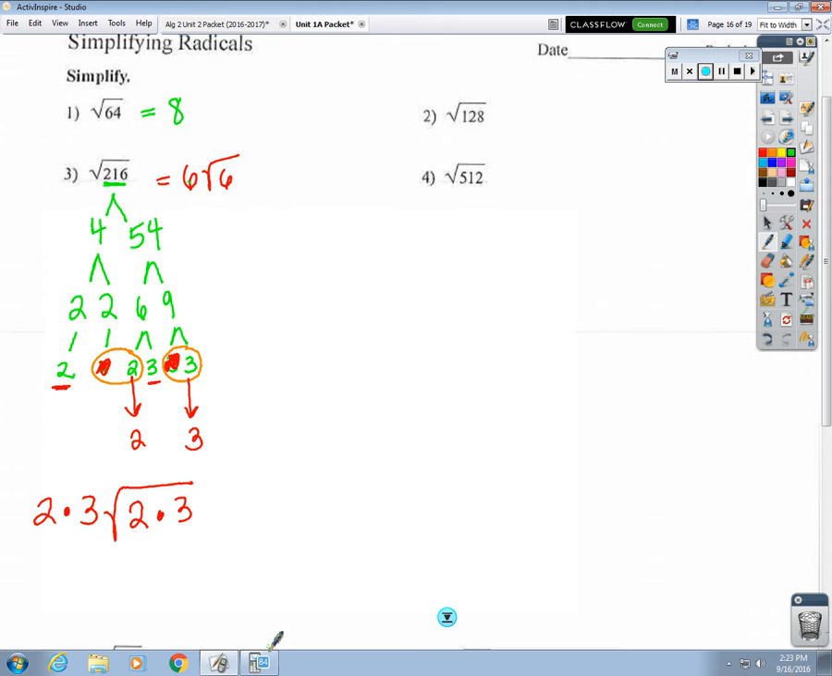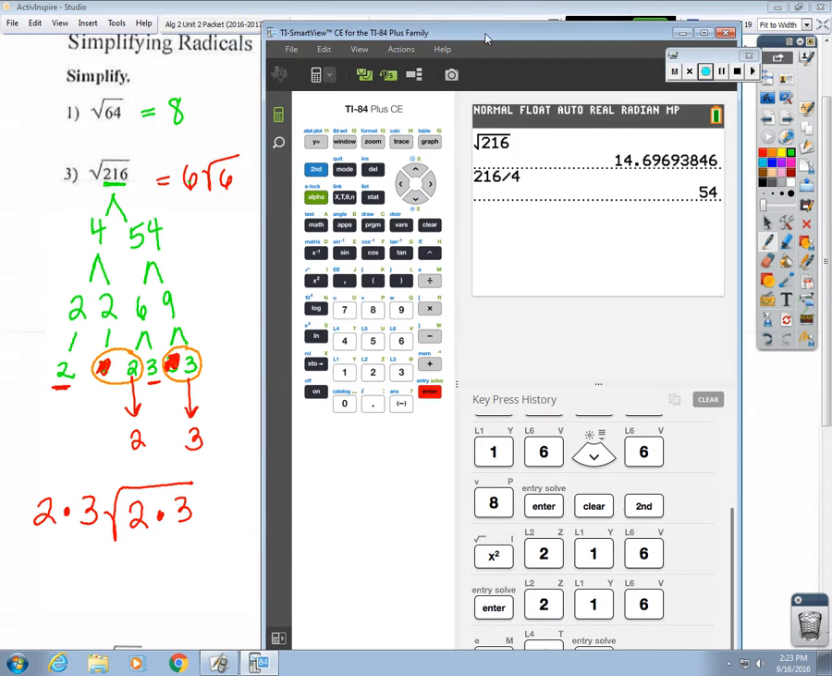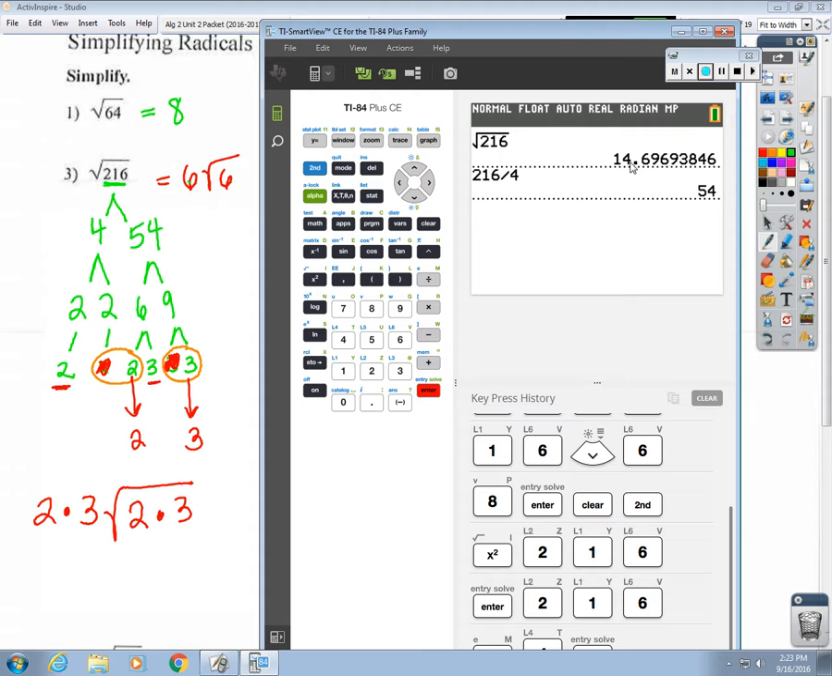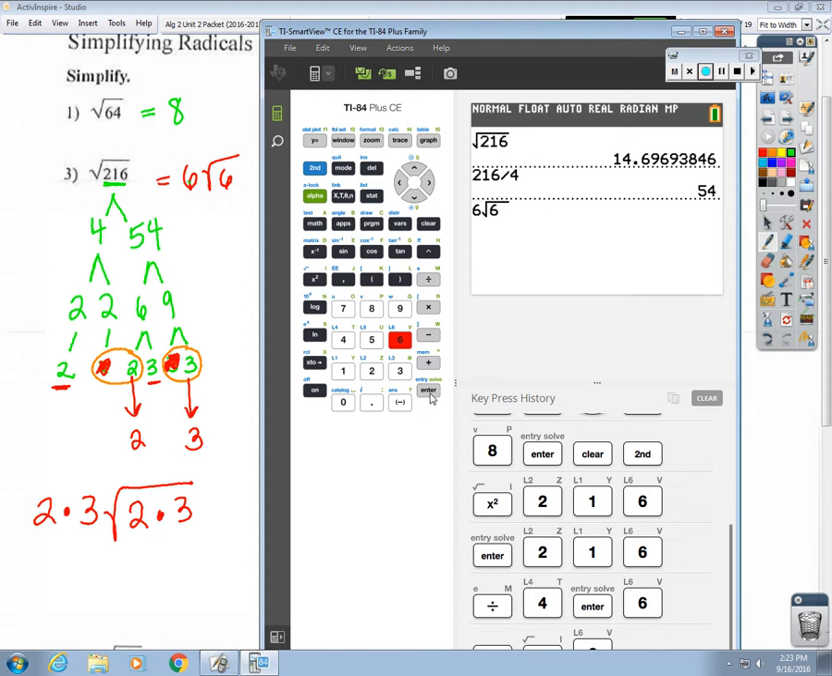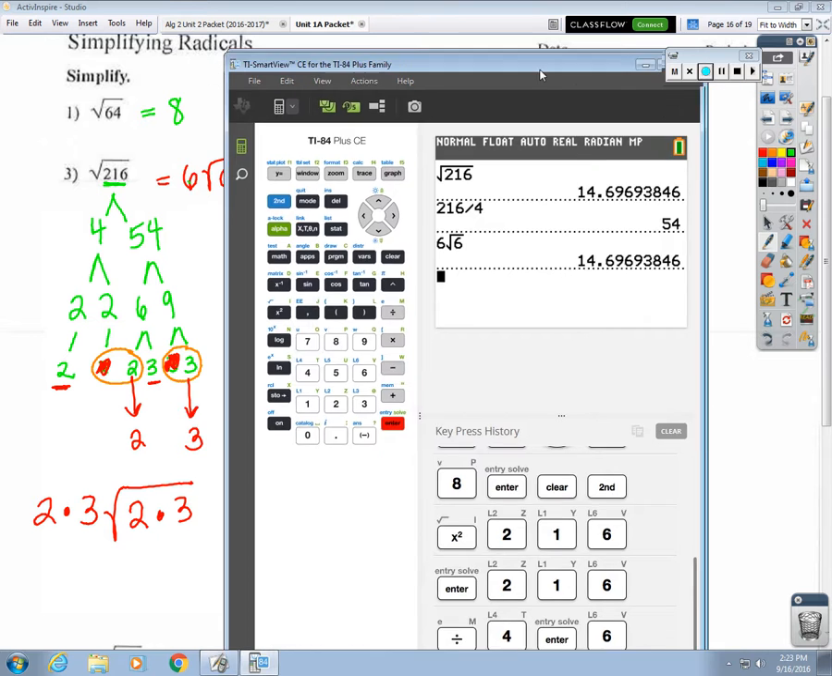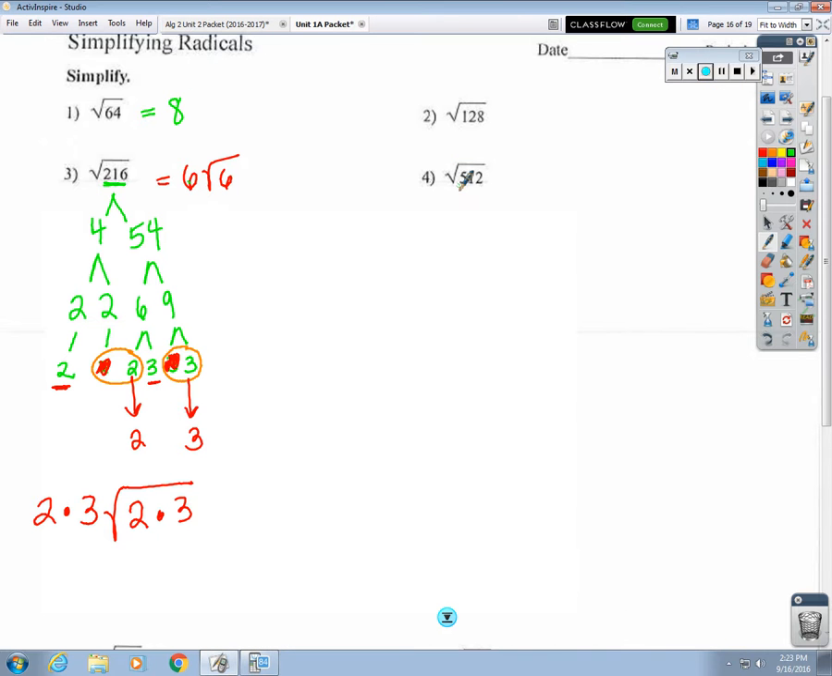Another way to check it would be to type each of them in. We already typed in the square root of 216 and saw that it was 14.6969 whatever. Now let's type in our simplified version, and make sure it really is the same thing. And look, it is. That means we've simplified it correctly because they still equal the same value. Does that make sense to everybody? Okay, so now let's go to number 5.